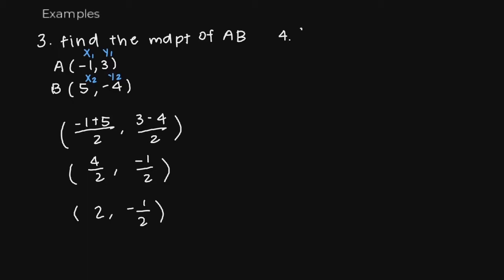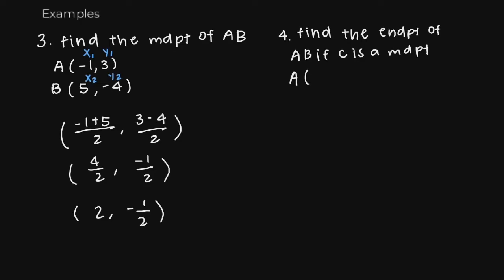Now if we have to find the endpoint of AB if C is a midpoint. So this time we're given the midpoint and we have to find one of the endpoints. So we have point A at (4, negative 5), and point C at (negative 1, negative 2).